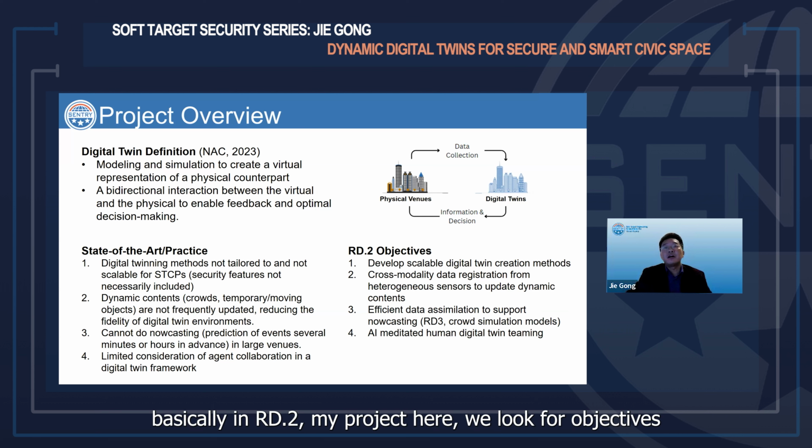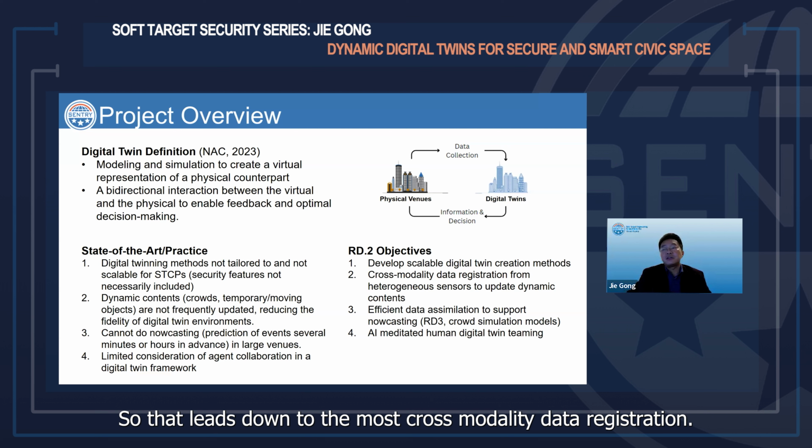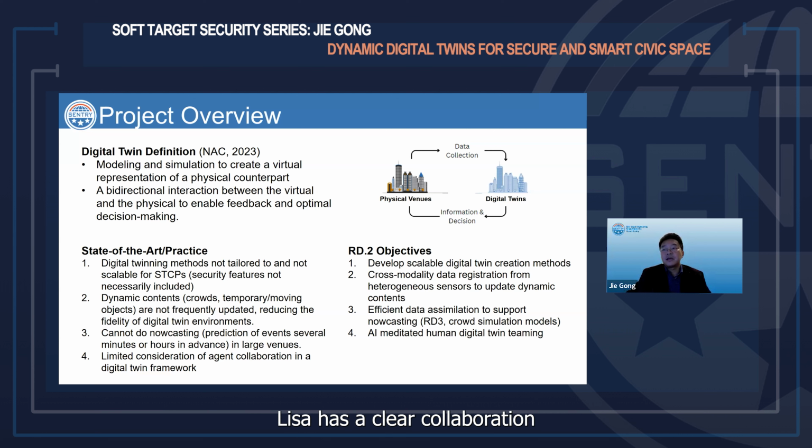So in RD2, which is my project here, we look at four objectives. First, we want to develop a scalable digital twin creation method for these STCPs, and look at how we can update the dynamic content more efficiently. That leads mostly into what we call cross-modality data registration from heterogeneous sensors to update dynamic contents. Then we're also looking at whether we can do data assimilation to support nowcasting. This has a clear collaboration with the crowd simulation models, which we talked about already in RD4, and also RD3, which will come after my talk.